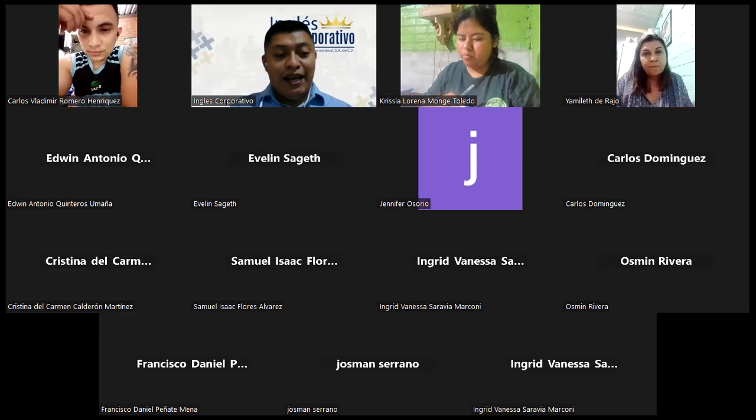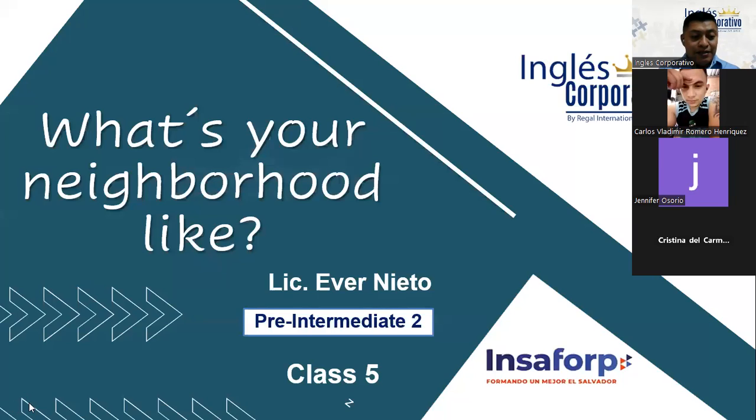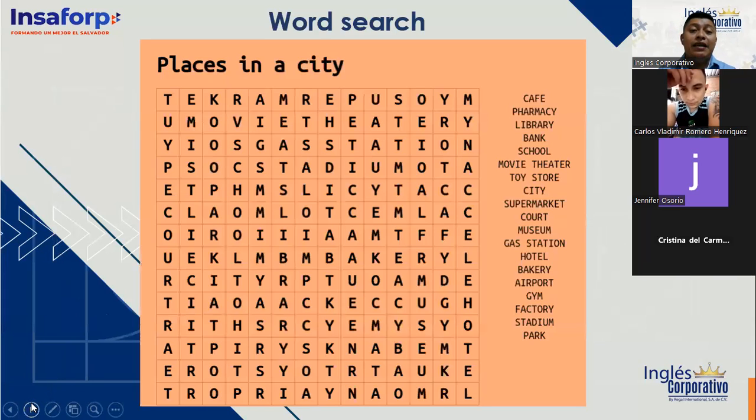Yeah. So let's start with this topic. What's your neighborhood like? And tonight we're going to start with this. So here we go. This is the lesson objective for tonight. In this session, participants will learn how to ask and answer questions with there is, there are, one, any, and some. So let's start with this.